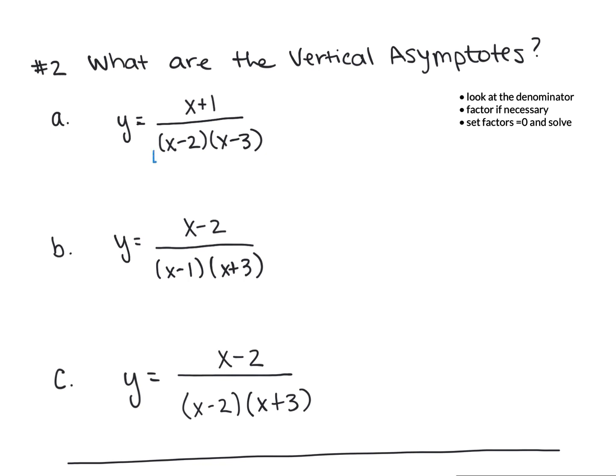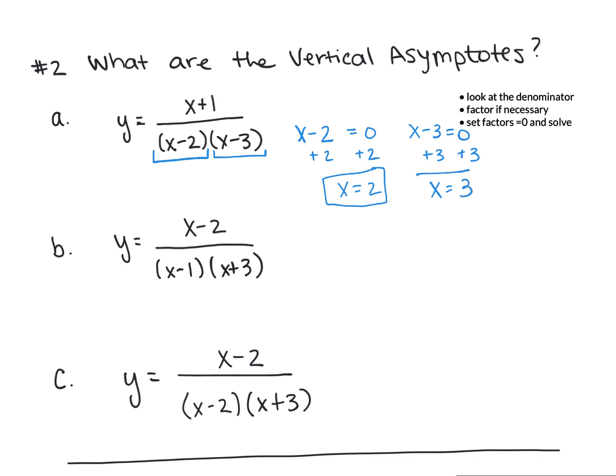So you'll see here on option A, we've got x minus 2 times x minus 3. We're just going to set each of those factors equal to 0. If we solve those out, we have x equals 2 and x equals 3. So that is where we will have our vertical asymptotes. X is 2 and 3. We'll do the same for the next two.